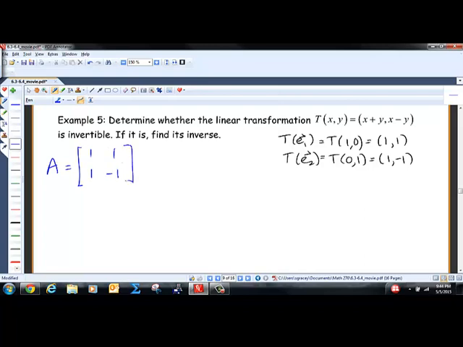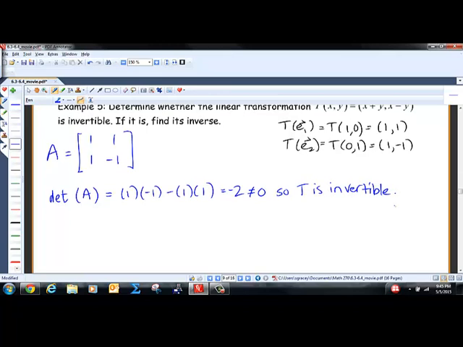And do you remember how to figure out if it's invertible? Good. If the determinant of A is non-zero, then it's invertible. So remember, determinant of A will be 1 times negative 1 minus 1 times 1. And what is that? I think we get negative 2, which is not equal to 0. So T is invertible. So now let's find the inverse.